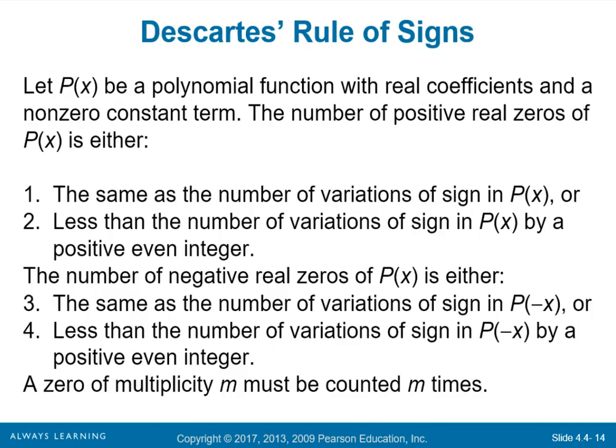All right, so here's the thing with this, this is Descartes' rule of signs, and it looks overwhelming. It feels like there's a lot being said here, but if you get a handle on what's being said, it's actually a really useful tool. All right, so the same as the number of variations, which means a sign change, right? Let me just specify that. It's a sign change.